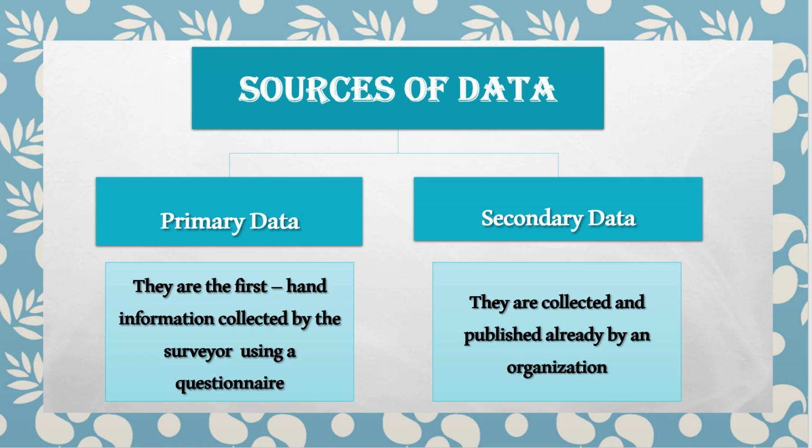Now let's define the sources of data. We have two sources of data: primary data and secondary data. Primary data are the first-hand information collected by the surveyor himself using a questionnaire. The secondary data are the data that were collected and published already by an organization.